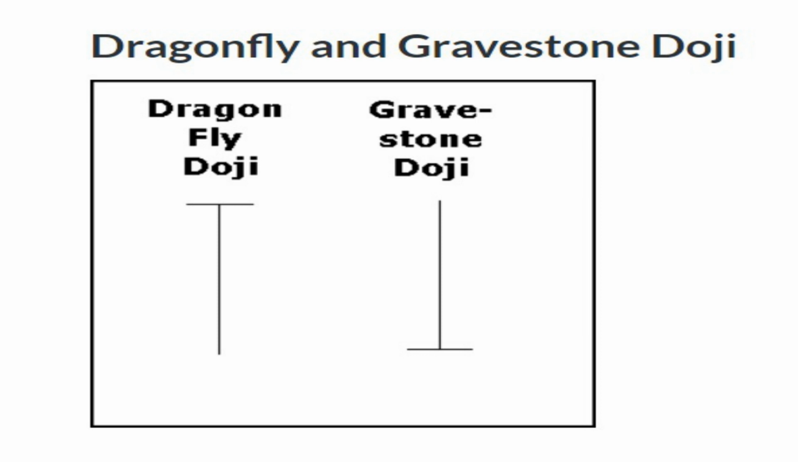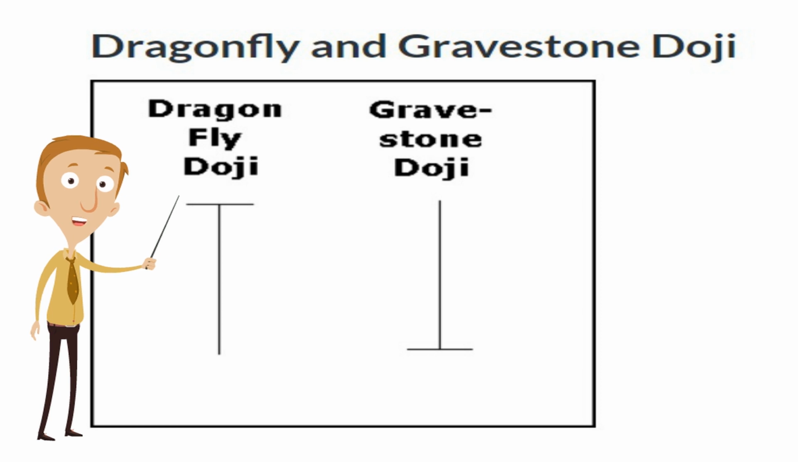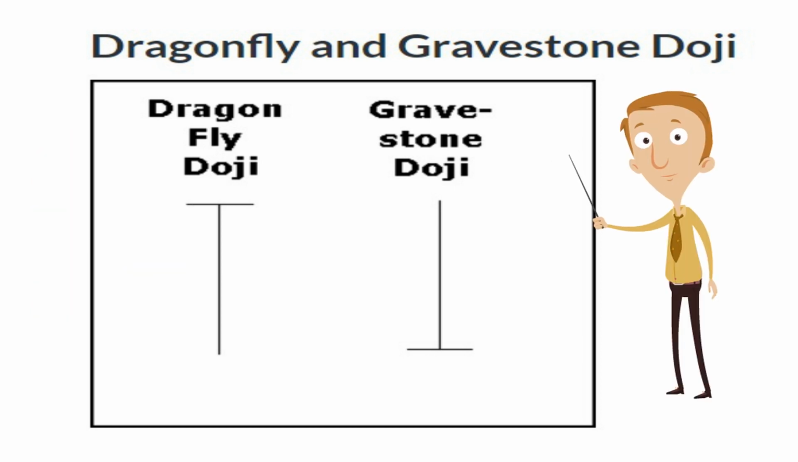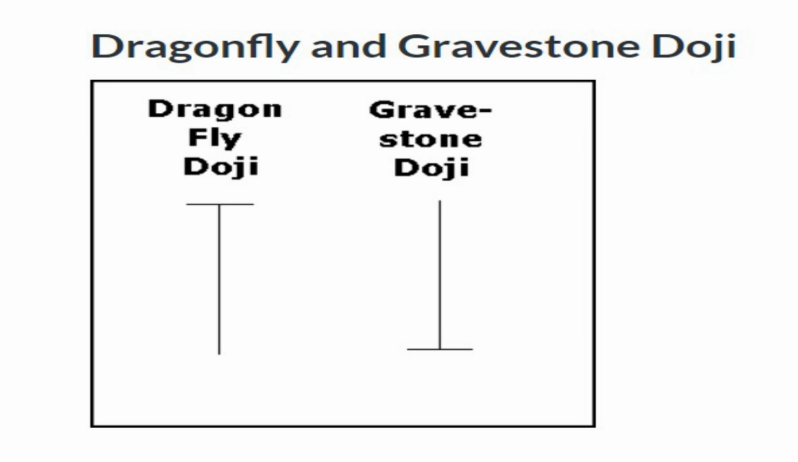Gravestone Doji. Gravestone Doji form when the open, low and close are equal and the high creates a long upper shadow. The resulting candlestick looks like an upside-down T due to the lack of a lower shadow. Gravestone Doji indicate that buyers dominated trading and drove prices higher during the session. However, by the end of the session, sellers resurfaced and pushed prices back to the opening level and the session low.